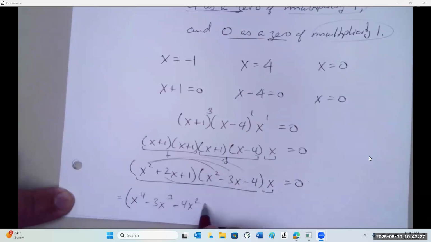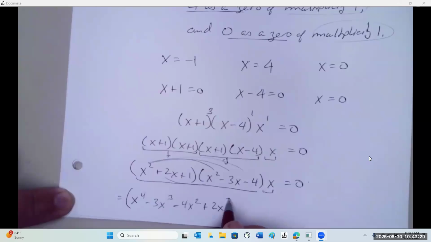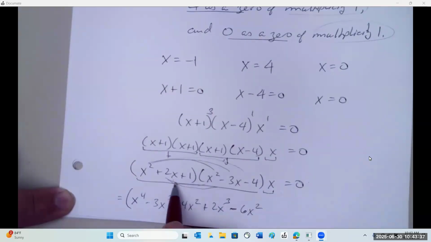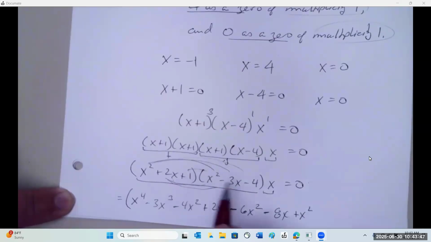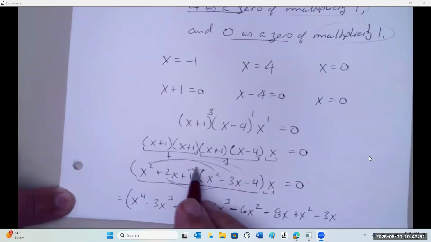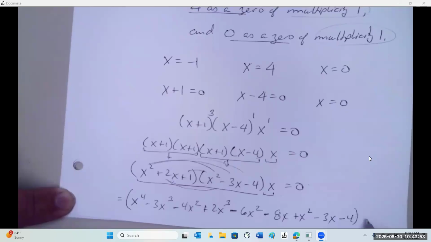2x times x squared is positive 2x cubed. Positive times negative is negative. 2x times 3x is 6x squared. Positive and negative is negative. 2x times 4 is 8x. And 1 times x squared is positive x squared. 1 times negative 3x is negative 3x minus 4. All that times 0.